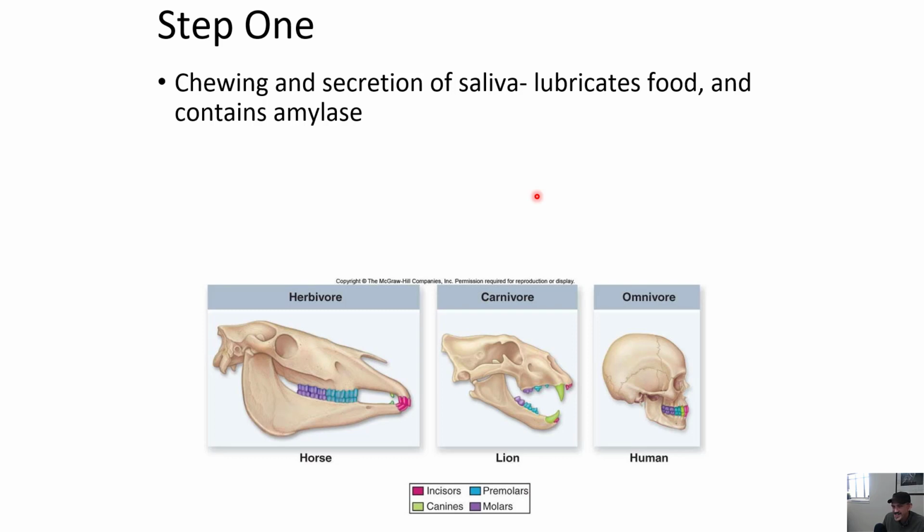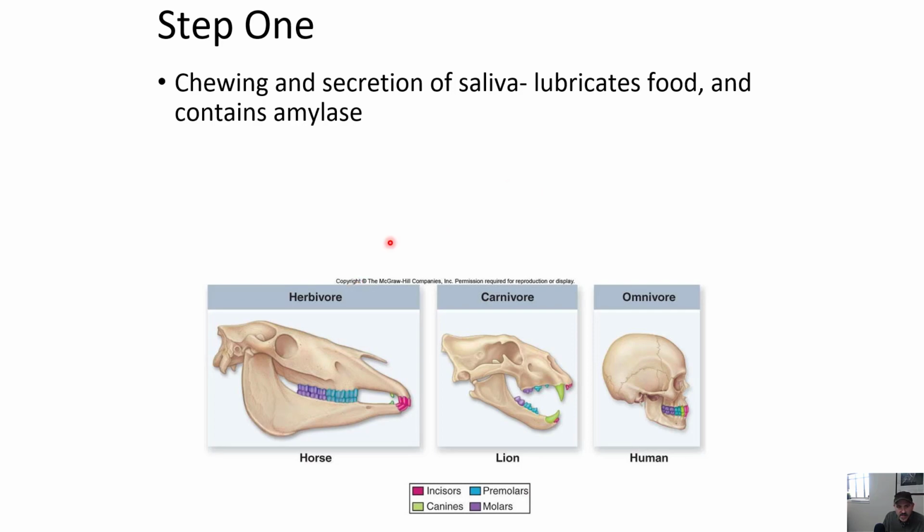Saliva also contains an enzyme called amylase. Whenever you see that ase ending, it typically refers to an enzyme. And amylase is an enzyme that breaks down amylose, which is starch. And if you recall, starch is a polysaccharide, a great big long chain of glucose molecules. So amylase breaks that down into smaller parts.